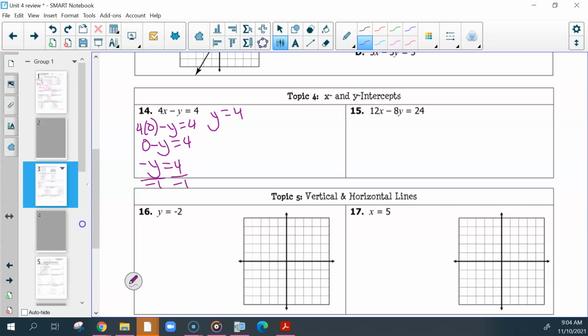What would your x be? 0. And then your y would be 4. If you know that that's what you're doing, putting 0 in for x or for y, you can skip both of these steps and just jump down to this one. Kind of like when we were covering up the term, seeing what's left, it's the same process.